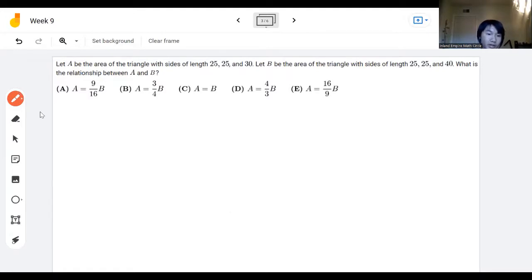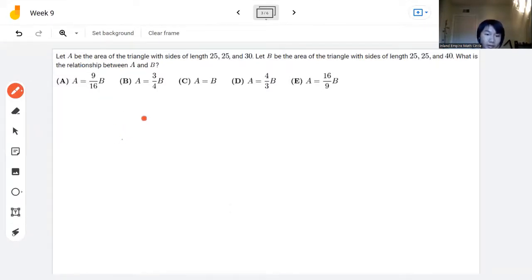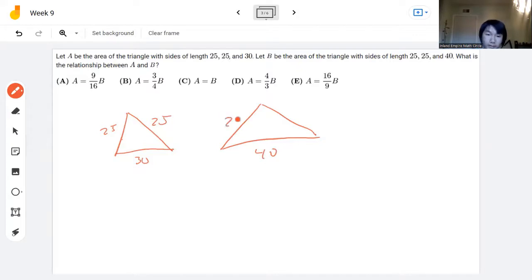So first, let's draw out these triangles. So it's 25, 25, 30. I'll draw a slightly wider triangle. This one. So we need to find the relationship between the area of this and the area of this triangle. So do you guys have any ideas how we can do that?